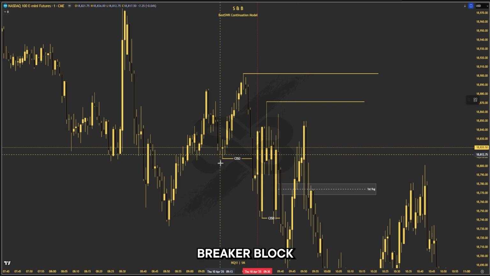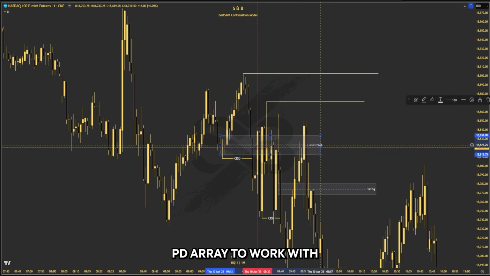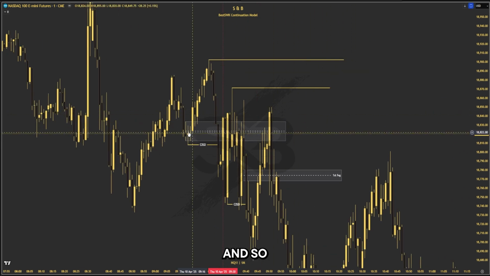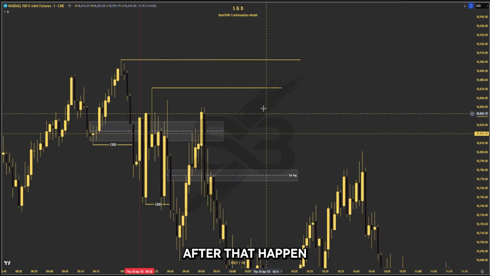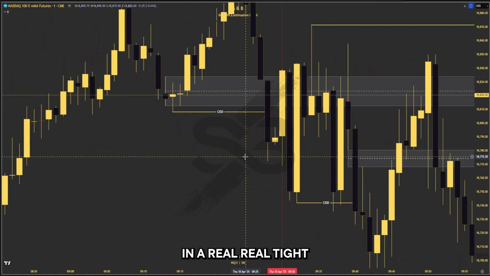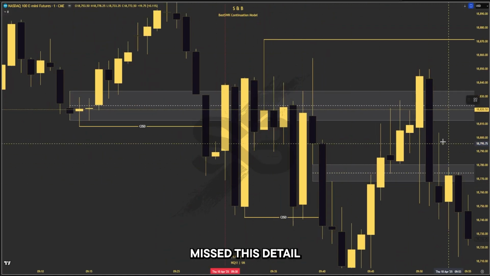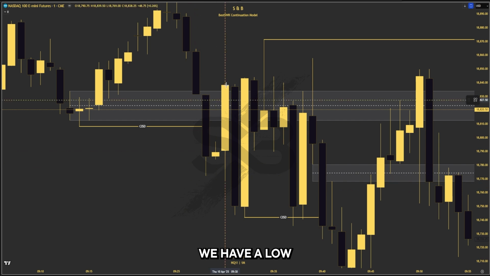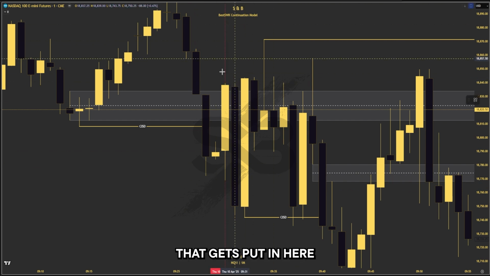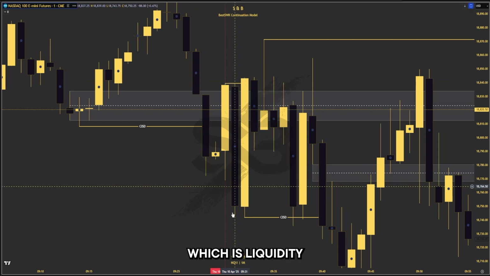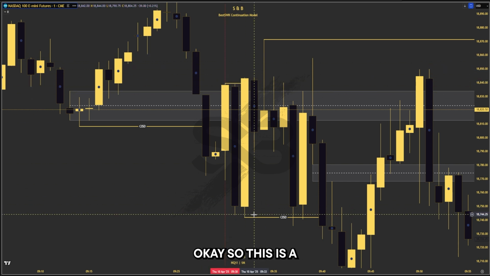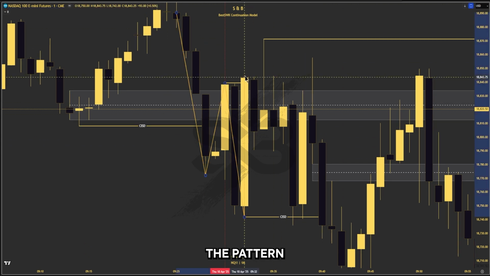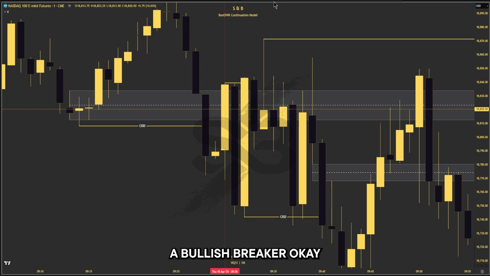This is a breaker block, which is my preferred PD array to work with. And so this breaker block gives me an area and framework to start working with. Now, after that happened, zoom in real tight because you would have missed this detail unless you zoomed in. We have a low, a high that gets put in here, which is liquidity, and then a lower low that becomes a change in state of delivery to the upside. Okay, so this is a real breaker. So if you were to draw this, that would be essentially the pattern that you would see. Therefore, this is actually a bullish breaker.